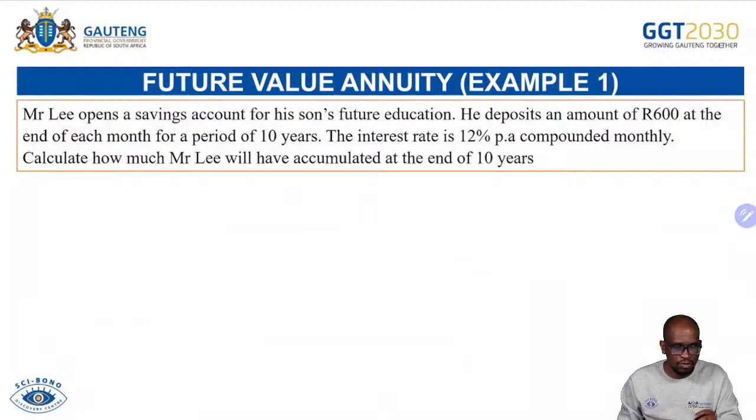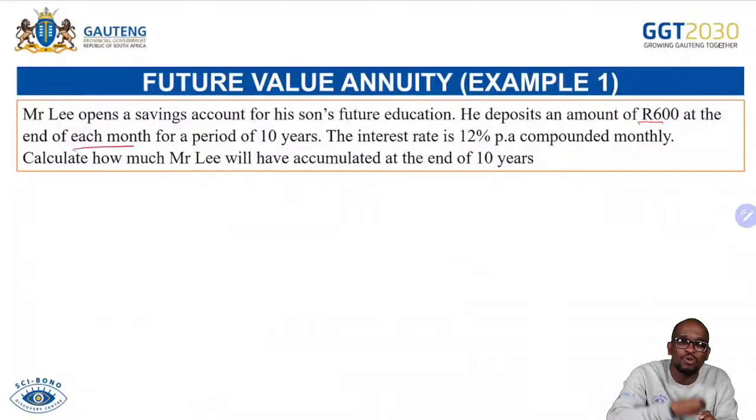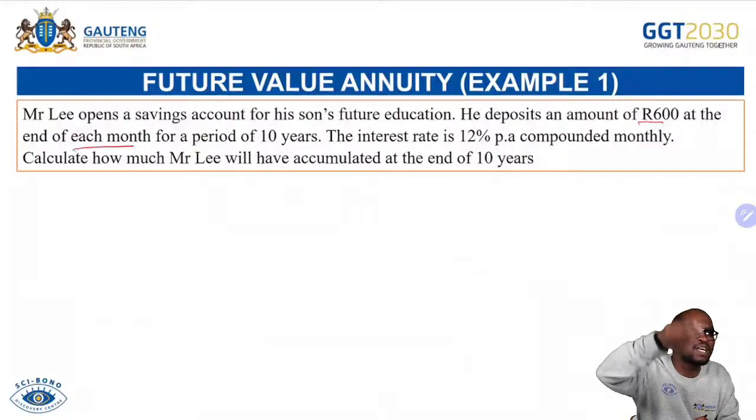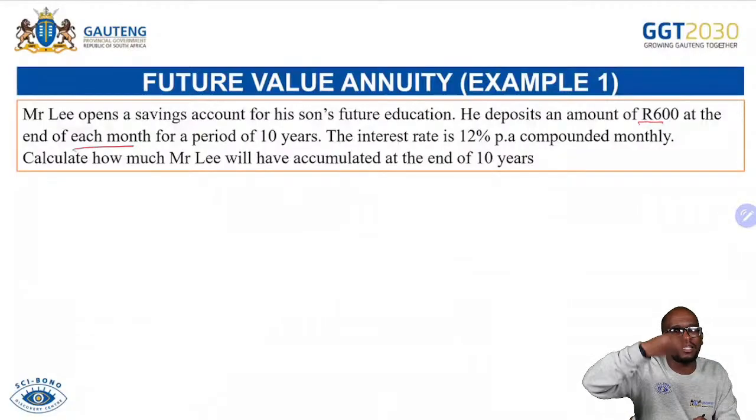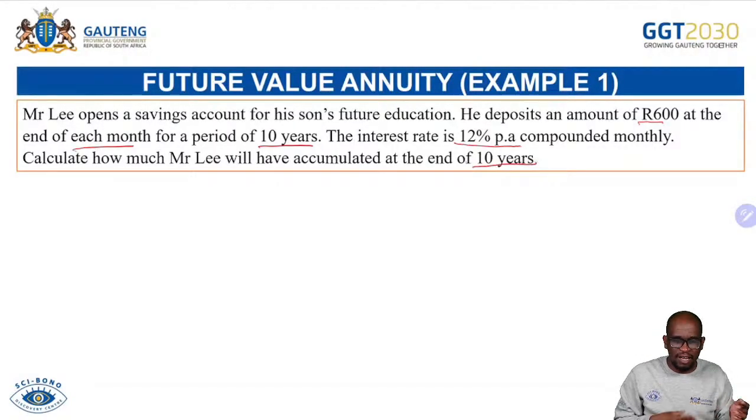All right? So let's look at this Mr. Lee problem. Mr. Lee opens a savings account for his son's education. He deposits an amount of 600 at the end of each month. So you see now the development of that annuity. 600 at the end of each month for a period of 10 years. The interest rate is 12% per annum compounded monthly. Calculate how much Mr. Lee would have accumulated at the end of 10 years. Let's try to check what Mr. Lee will get after 10 years for his son's future education.